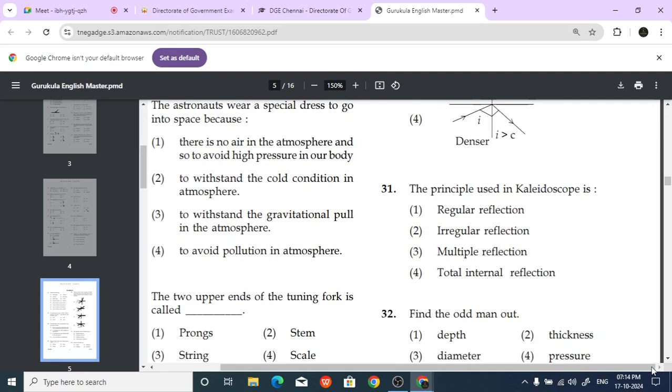If you go by that formula, what is that formula you call? Dimensional formula. Depth, diameter, and thickness is only unidimension. Only one. Depth is in terms of meter or centimeter. Thickness also in terms of meter, centimeter or millimeter. Diameter also in terms of centimeter, meter or millimeter. Pressure is not like that.